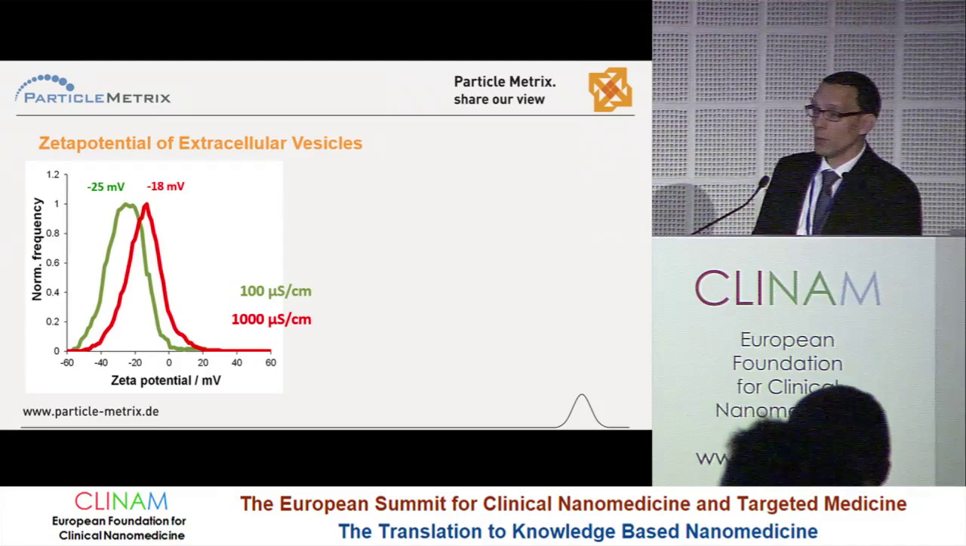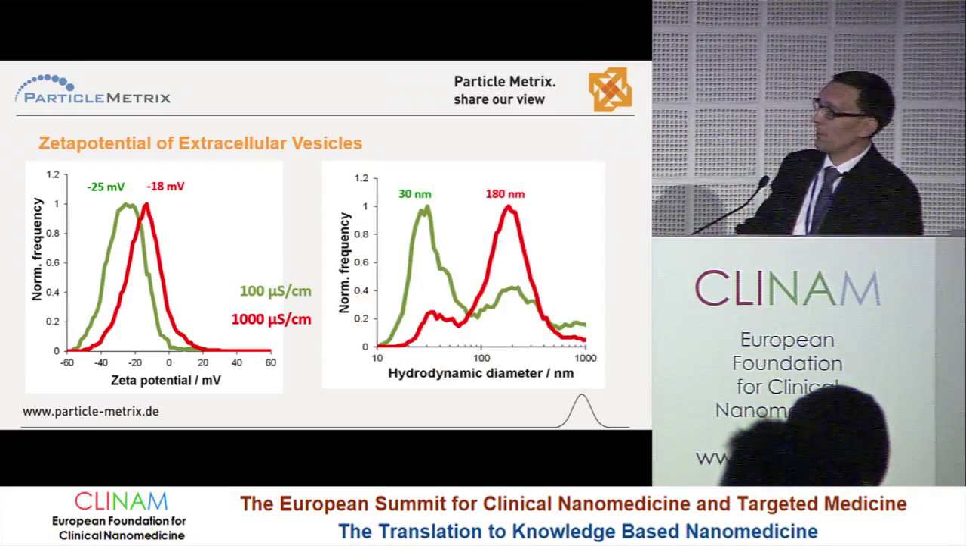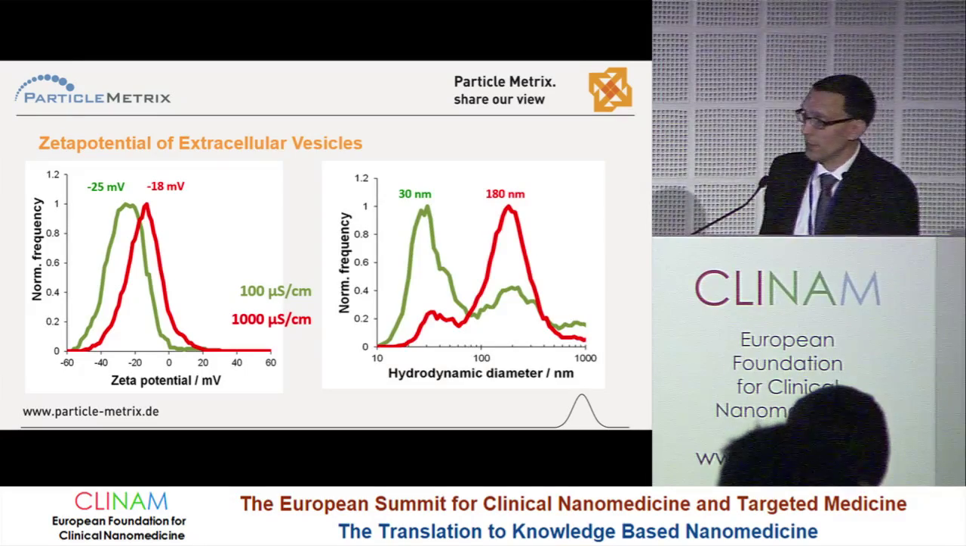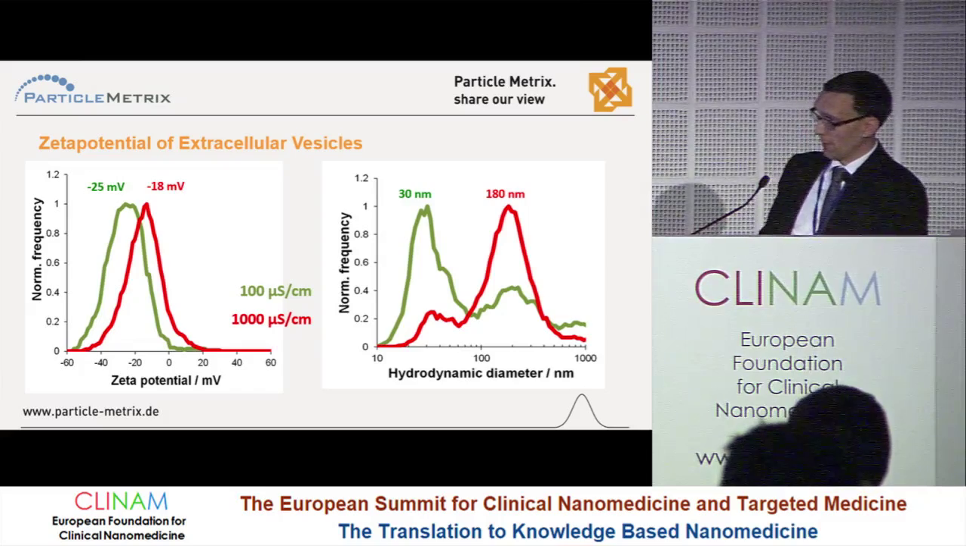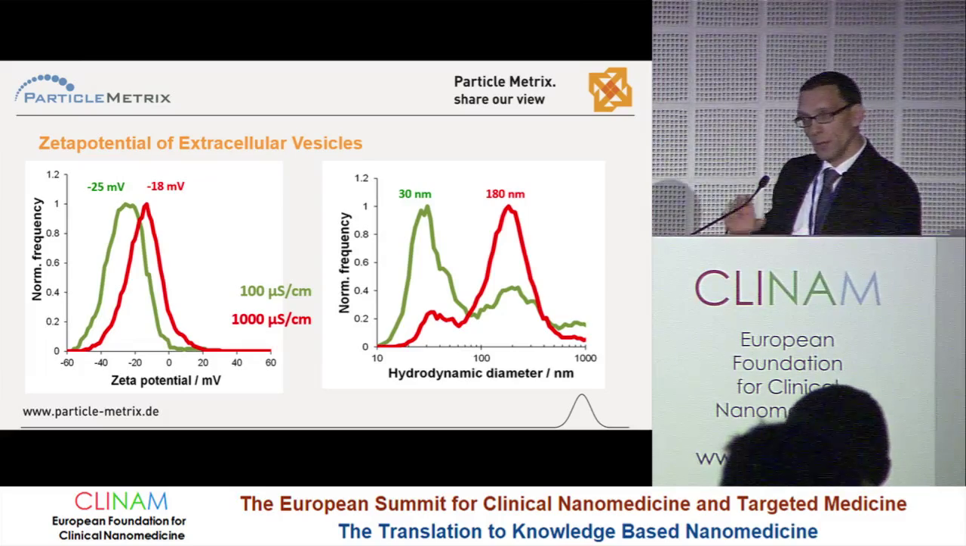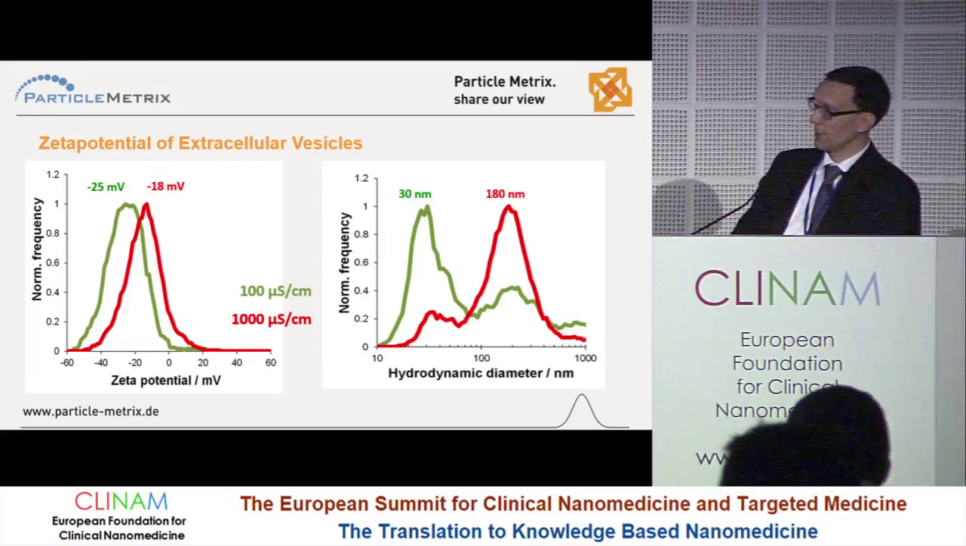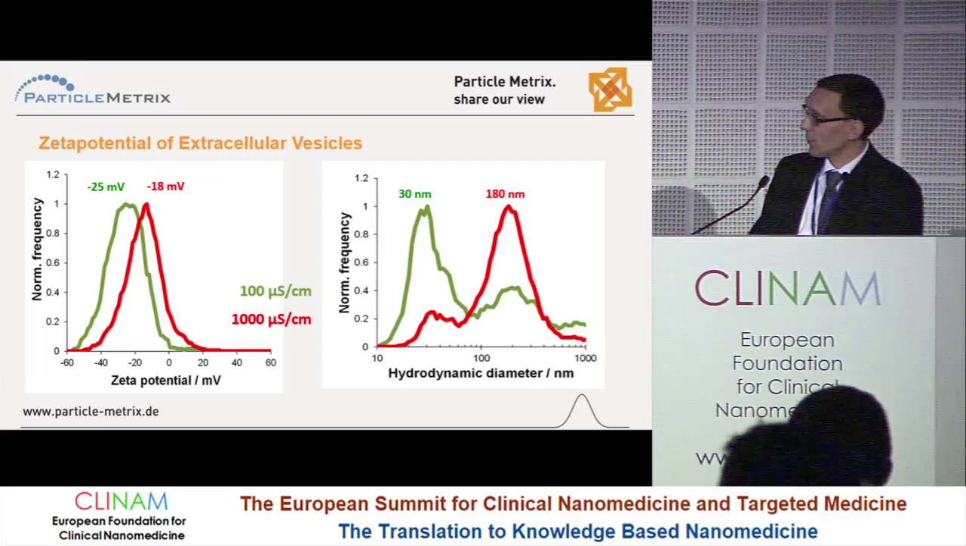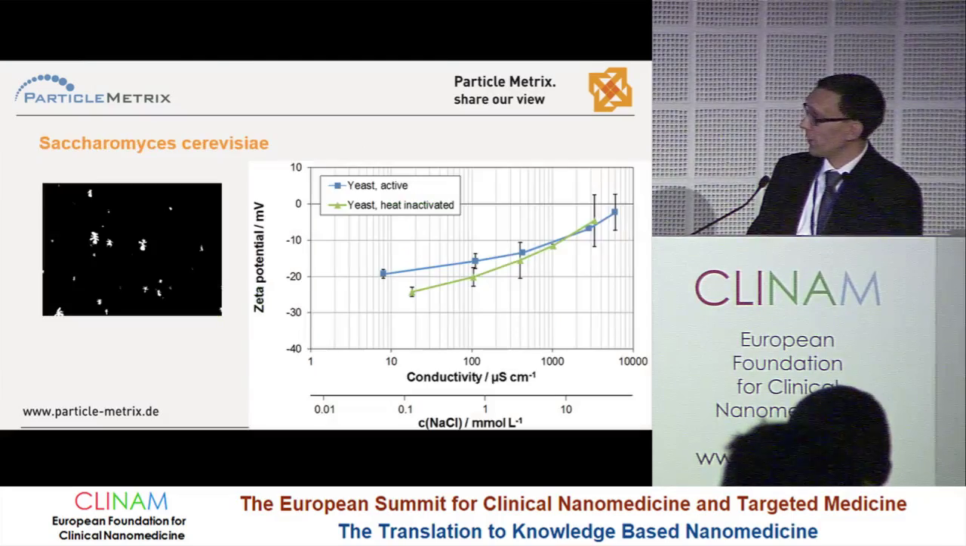The same thing was done with extracellular vesicles. Whenever you change the salt concentration, you see a shift in particle size distribution as well as in the zeta potential distribution. The change in particle size distribution can be explained by the shift in zeta potential. That means the electrostatic shielding is not as strong, and the vesicles start to interact with each other.